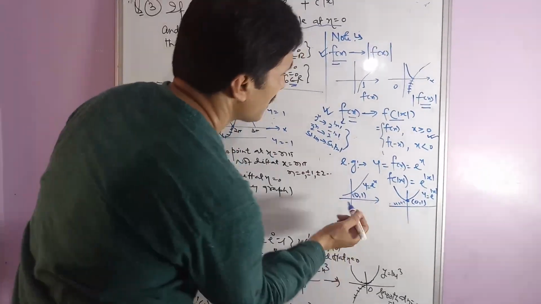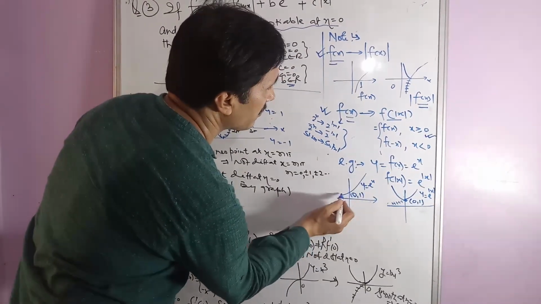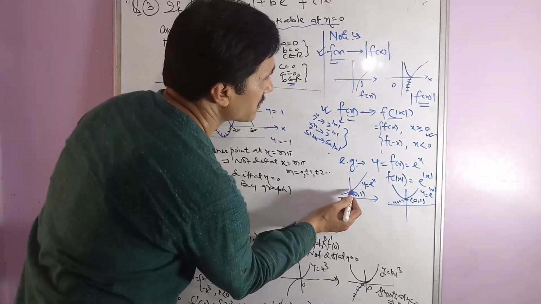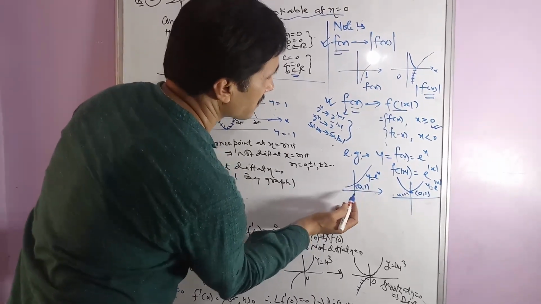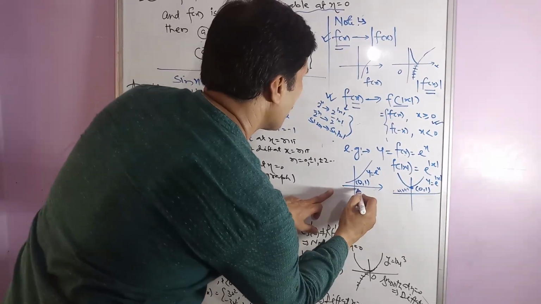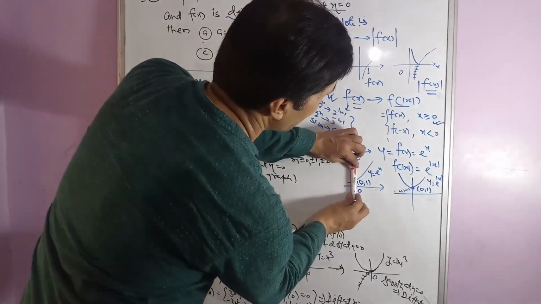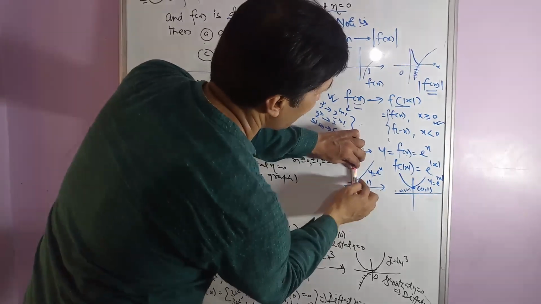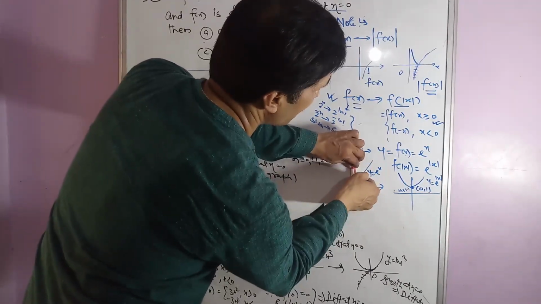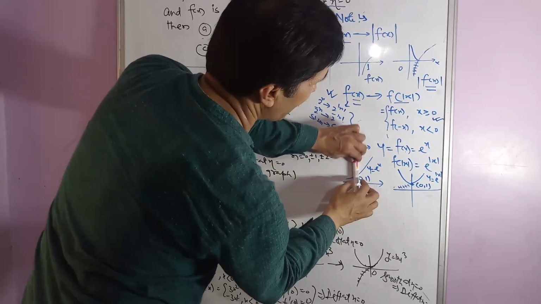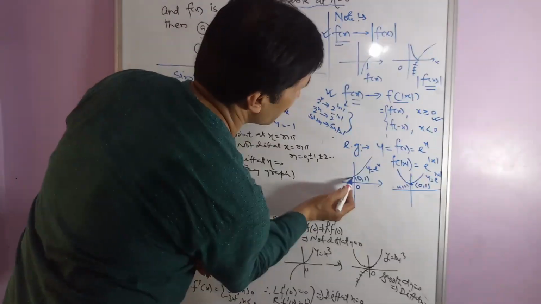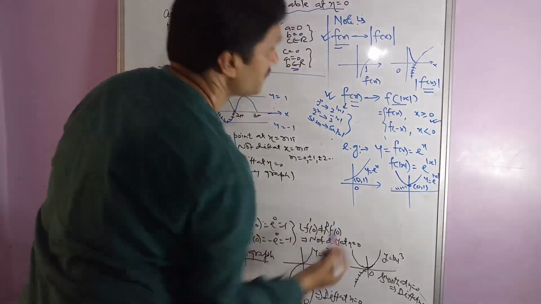Here, this is the graph of y = e^x, and we have to shift it to e^|x|. So here we keep the portion of the graph to the right of the y-axis as usual, that is, this portion remains the same as f(x). We remove this portion, remove this portion.